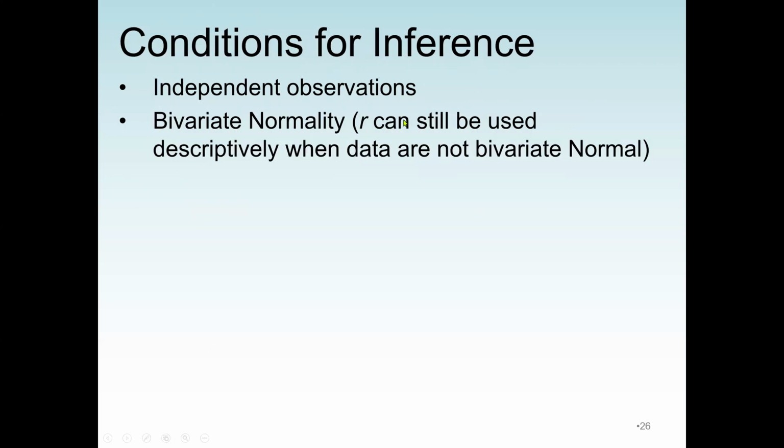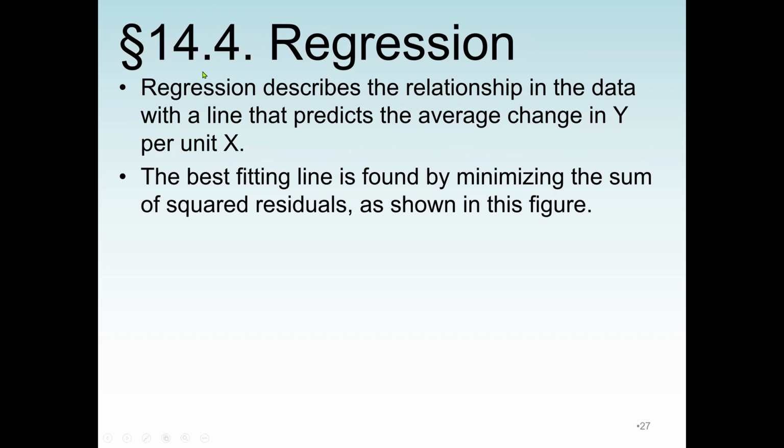So the conditions for inference, again, are that we need independent observations. We also need bivariate normality, though R can still be used descriptively when data are not bivariate normal. This takes us to our last section, which is regression. Normally, regression is used for prediction. In order to do our regression, here we are doing linear regression, so we need to generate the model for the regression. Here we have a relationship between Y and X. We want to know that if we know the value of X, we can predict Y.